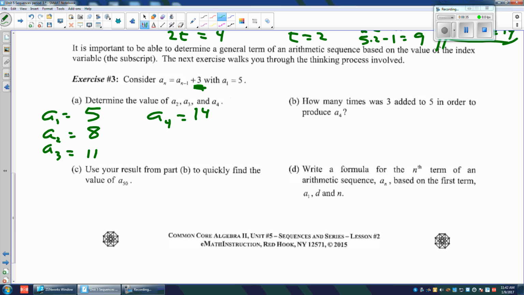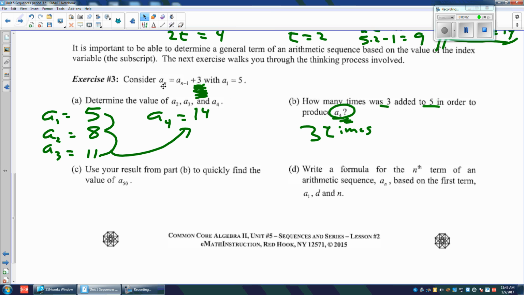Wait a minute, why do we add 3 again? Because the rule says add 3. How many times was 3 added? Here's the thinking process. How many times was 3 added to 5 in order to produce the 4th number? We added once, we added twice, we added 3 times. To get the 4th number, we added 3 times.